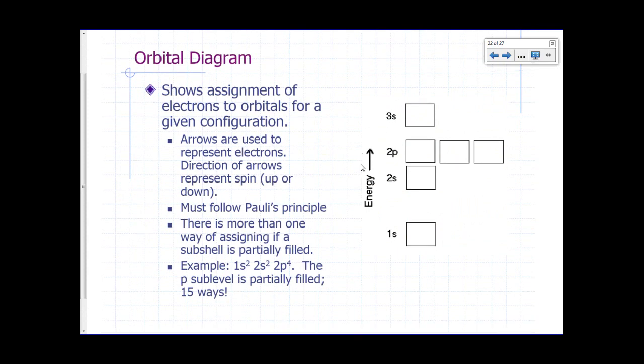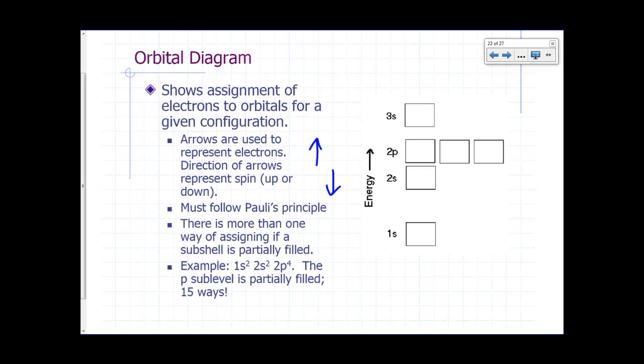Now, an electron configuration tells you how electrons are distributed among the subshells, how they are assigned to subshells. If you want to provide a little bit more detail, you can draw what's called an orbital diagram. This one specifically says how electrons are assigned to the orbitals. In an orbital diagram, you use arrows to represent electrons. An electron with a spin of +1/2, or spin up, would be represented by an up arrow. An electron with an m sub s of -1/2, or spin down, is shown with a downward pointing arrow.